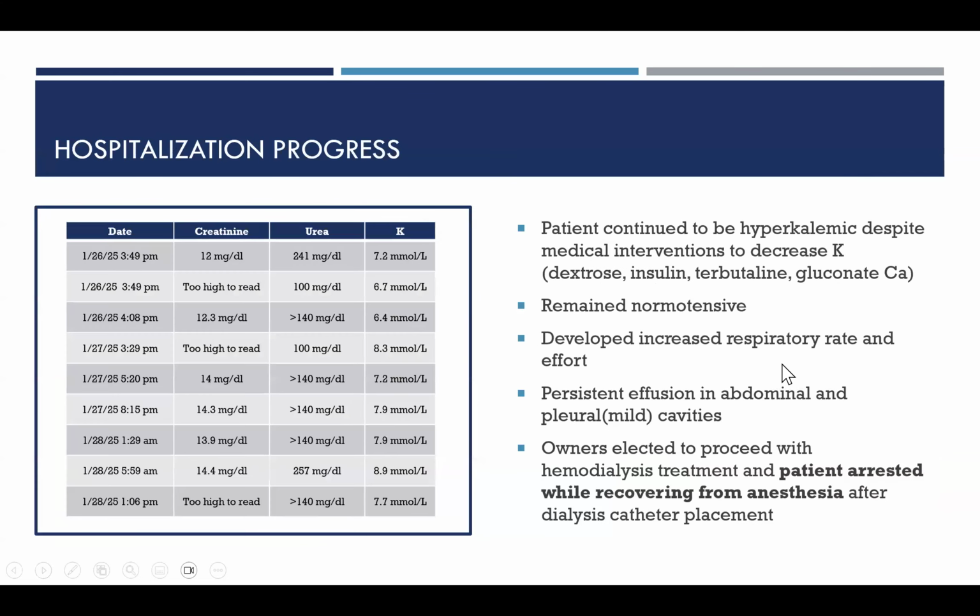That was in the comments. The reason I forgot to say in the discussion earlier, for the decision to go forward with extracorporeal therapy, is that the hyperkalemia was non-responsive to our typical medical management scenarios.